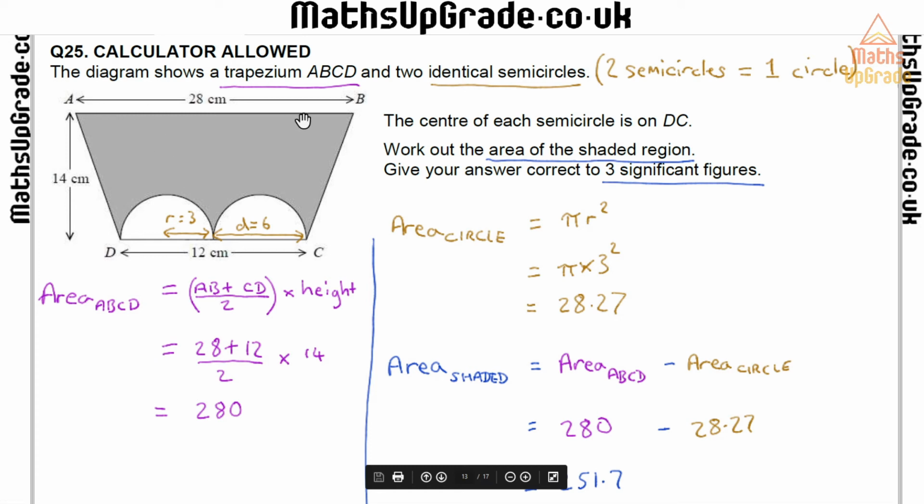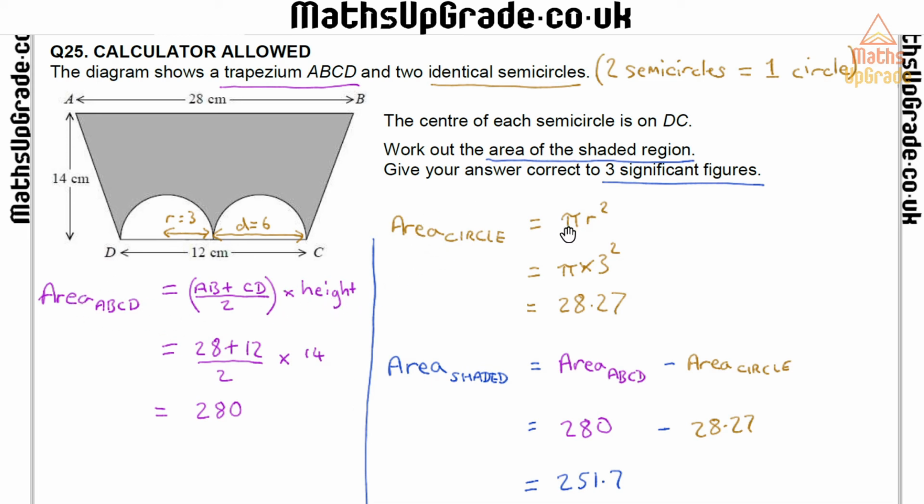Okay, so 28 add 12 and then divide that by 2 and then multiply by the distance between them, I'll get 280. If you're unsure on where I got this formula from, look back at the section on area on my website mathsupgrade.co.uk and you'll get a topic booklet from there.